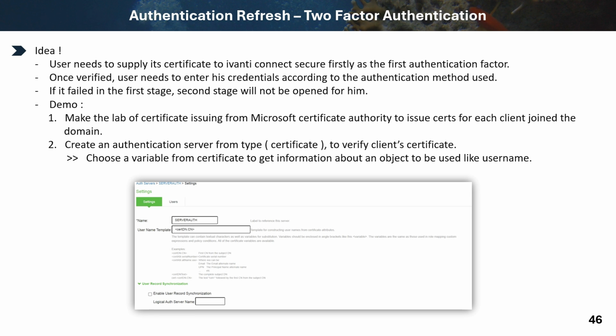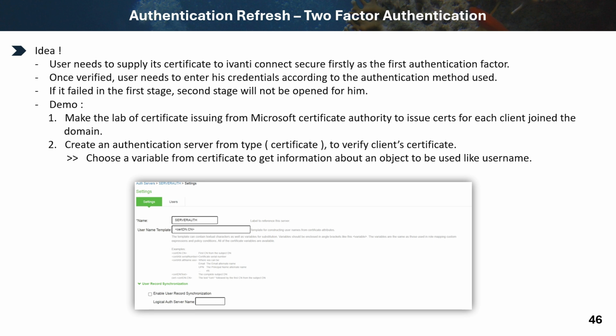Demo stages are very simple. The first step is to make the lab of certificate issuing from Microsoft Certificate Authority, to issue certificates for each client during the domain, or maybe it's not during the domain. In this demo, we're going to use an external client, and the Certificate Authority is installed on the local Active Directory test local, which means this external client is not a part of this domain. You can still issue certificates to this client even if he is not a part of our domain. So we are not going to use the group policy enrollment method. We are going to use the manual certificate issuing method.